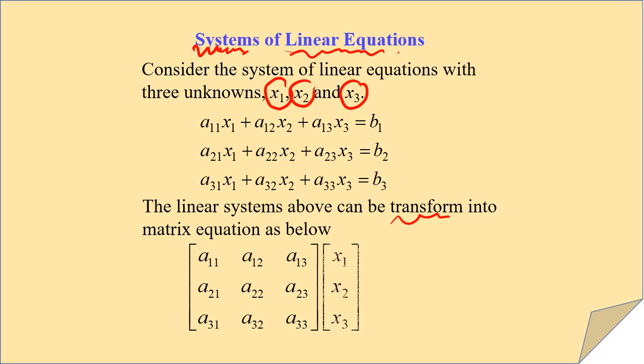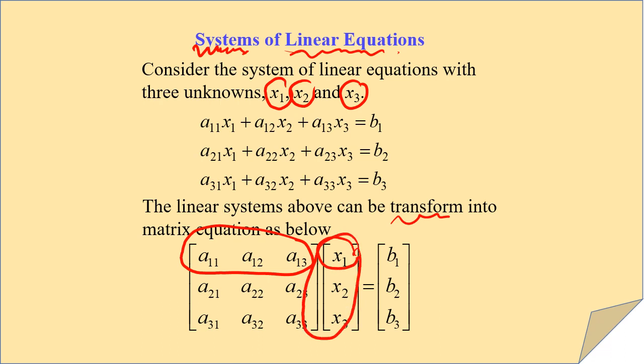A matrix A multiplied by a matrix X equal to matrix B. Why? Because we know when we multiply between two matrices, we take this first row multiplied by this first column, right? We get the first element on the right side, because this is a 3 by 3 and this is a 3 by 1. So your result should be a 3 by 1 matrix, right?